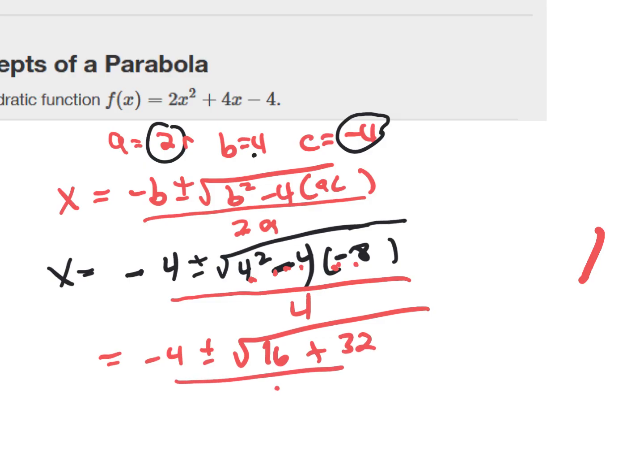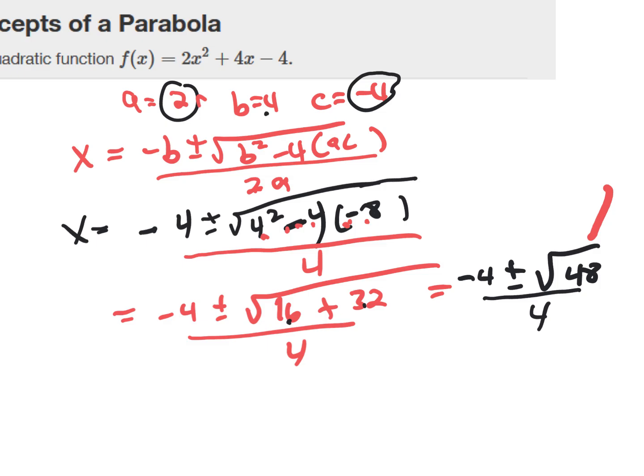All divided by 4. So I'll simplify it one more time in the same row here. Negative 4 plus or minus, because there's 2 answers. Let's do the math right. 16 plus 32. I think it's 48. All divided by 4. What do I do with that square root of 48? It's not perfect. So equals a negative 4.